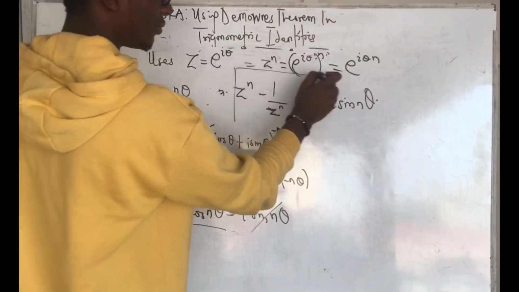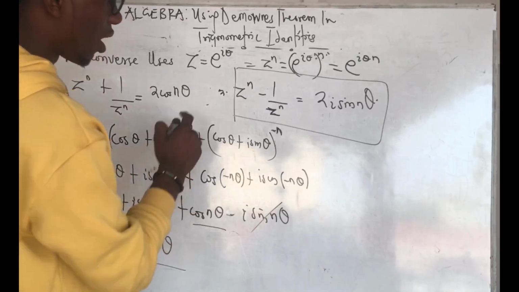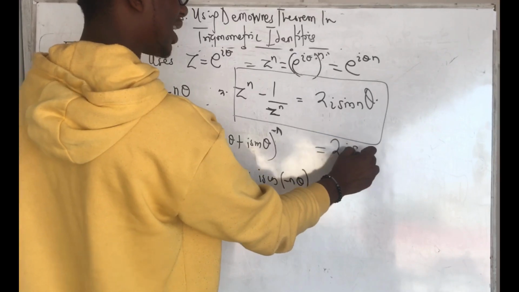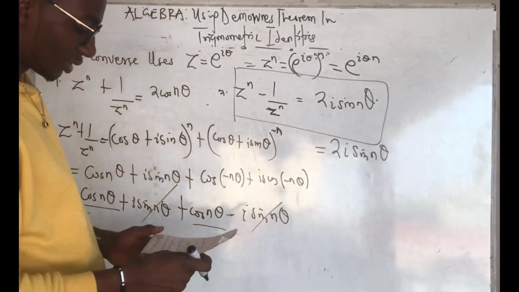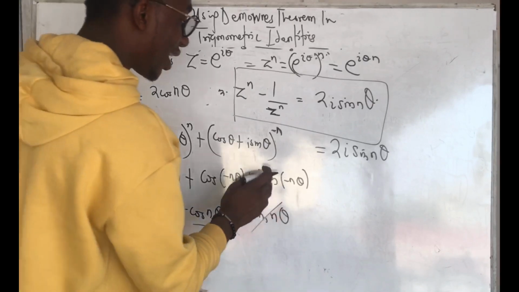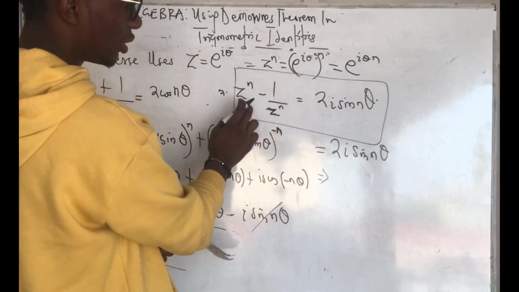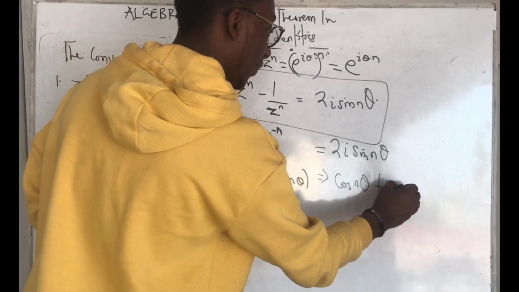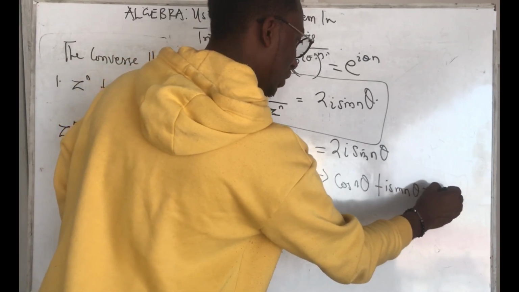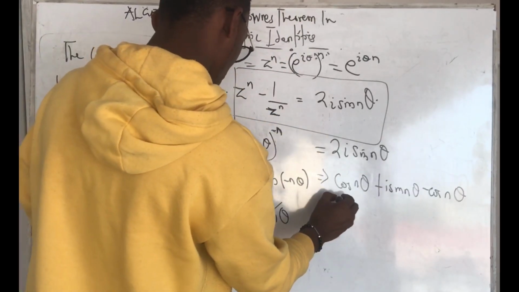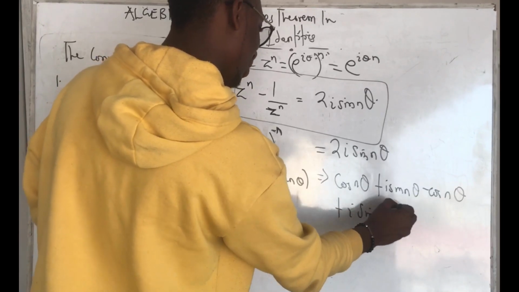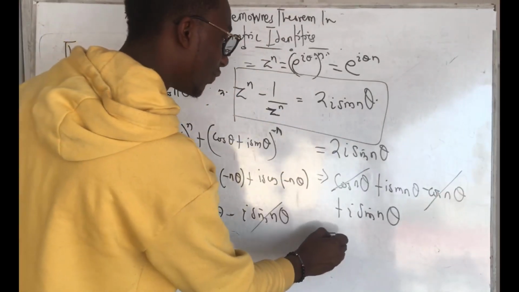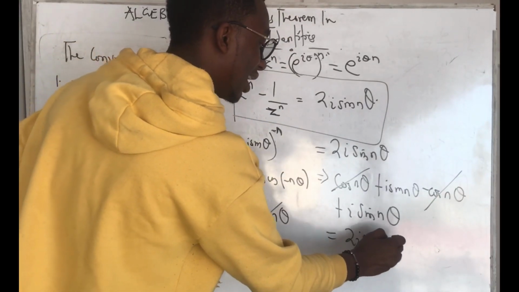I want you to try this. I'm not solving this in this video. I want you to try this on your own. And when you try it, the final answer you're getting is 2i sine n theta. The final expression you'll be getting after this would be cos n theta plus i sine n theta minus cos n theta plus i sine n theta. So the cos n theta will take this one away, and you finally get the 2i sine n theta.